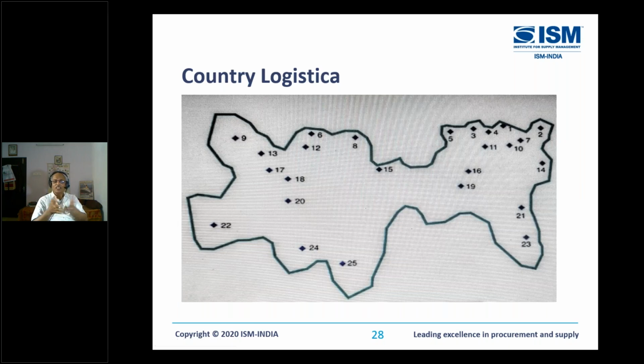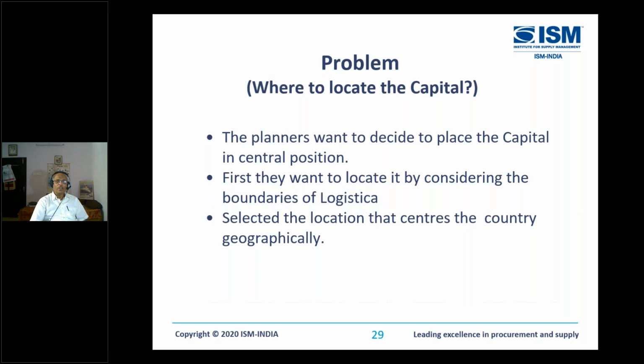Logistica. So this is a country, it's in the United States, you can say. And these are the cities all around. 1, 2, 3, 4, the serial number is given. Now, where do you locate? The planners want to decide to place the capital in the central position. So first they want to locate it by considering the boundaries. So they want to consider the boundaries of Logistica and select their capital.